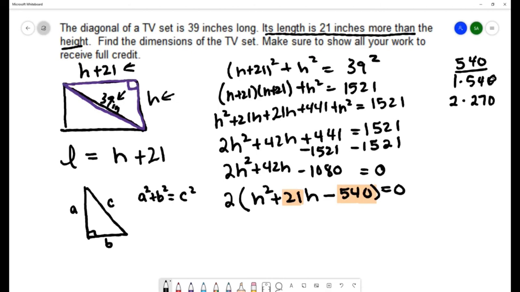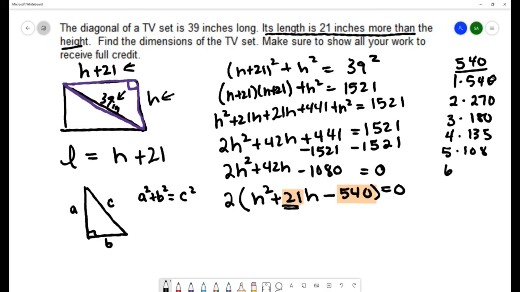270. 3 goes into there. I'm going to use my calculator to help. 540 divided by 3 would be 180. 4 will go in there. 540 divided by 4 will give me 135. Okay, it ends in a 0, so 5 will go in there. 540 divided by 5 would be 108. None of these get me anywhere close to 21 so far, so I've got to keep going.